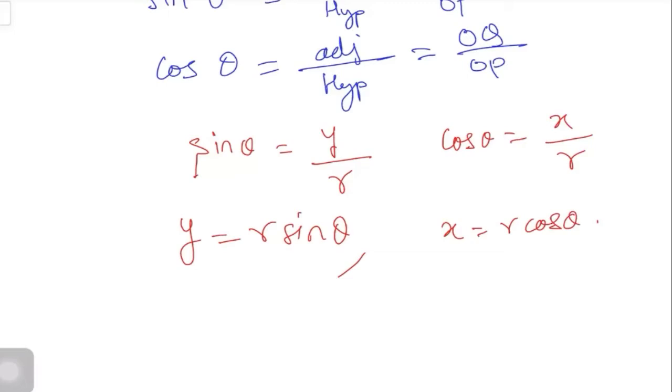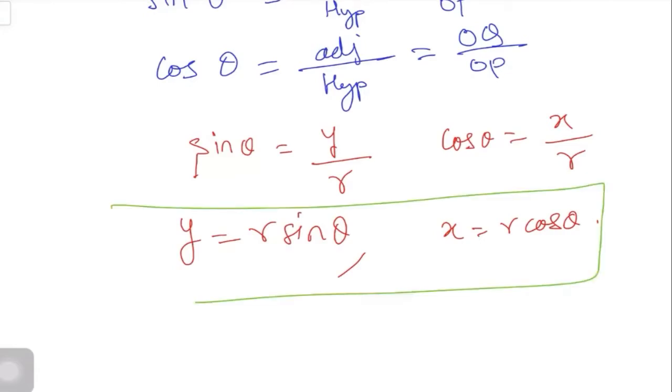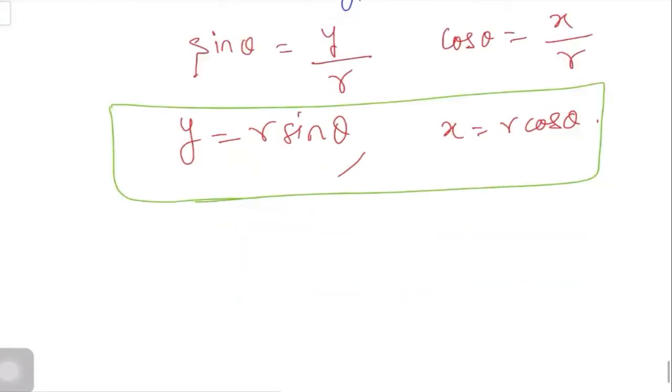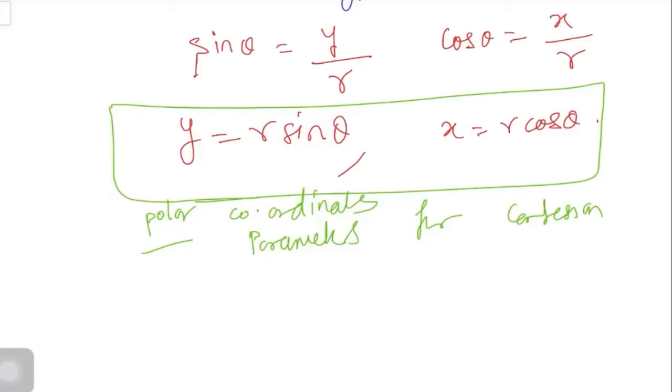Okay, so these are called polar coordinates. These are called polar parameters or polar coordinates for Cartesian coordinates.